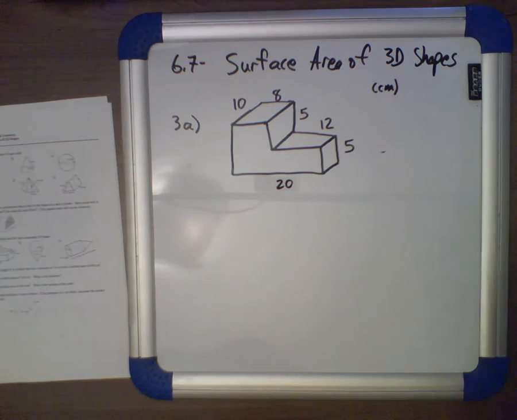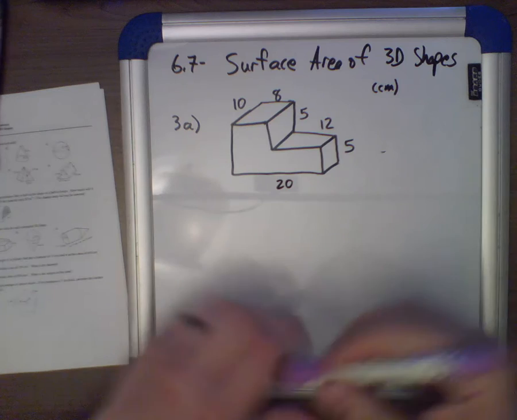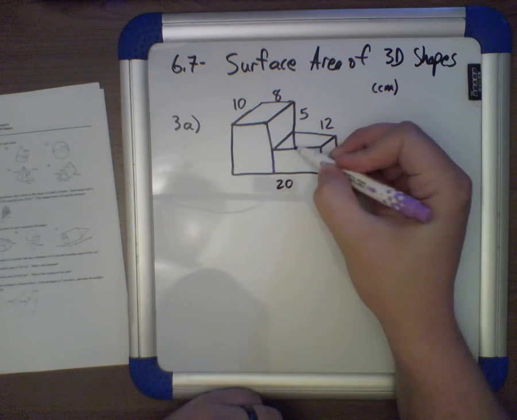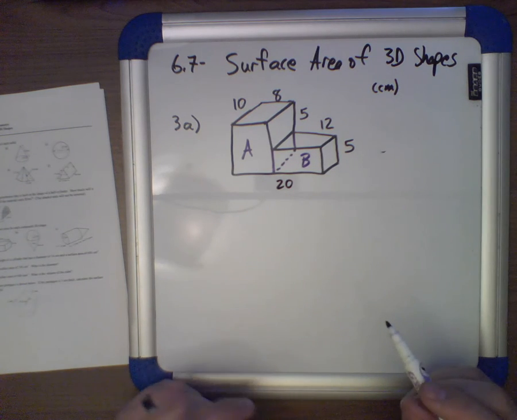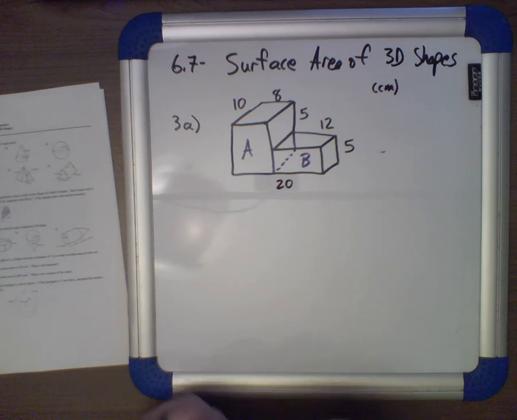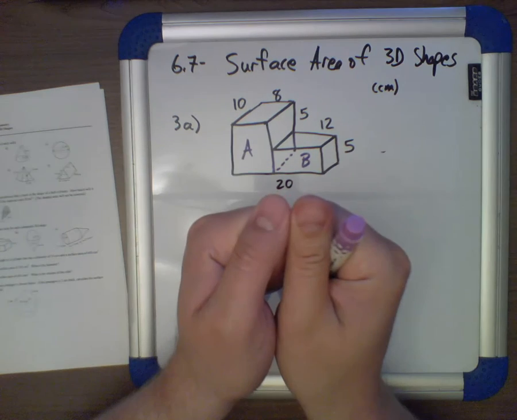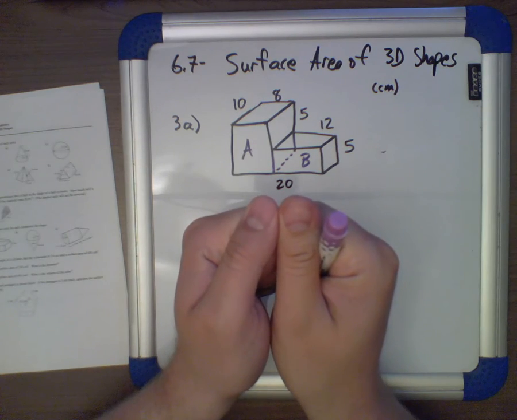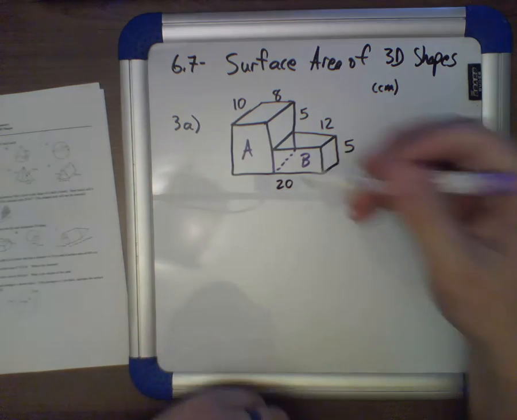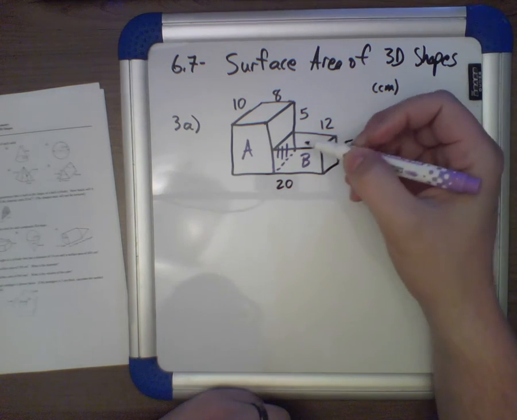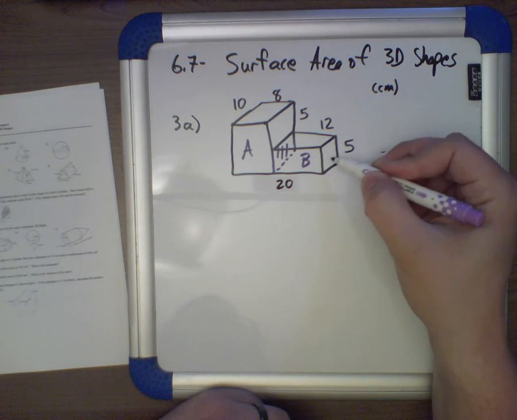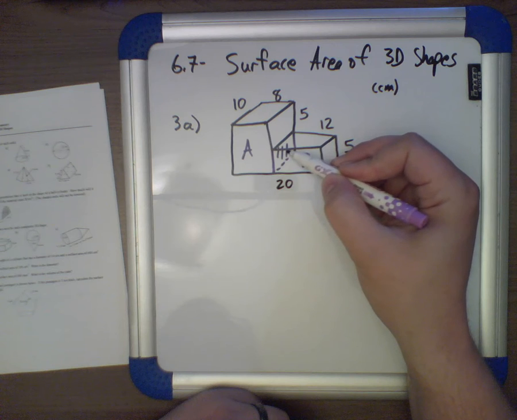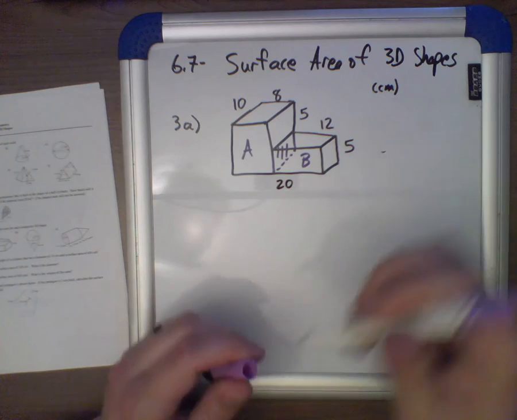So I'm going to start by dividing this into 2 separate shapes. I'm going to cut it right here, and I'm going to have shape A, and I'm going to have shape B. One thing to be careful about, there is overlap. There's a place where these 2 shapes are merged together, and those surfaces are not included in the surface area. So we're going to need to deal with this part right here. So if I just look at shape B, it's a rectangular prism, and this side is on the outside, that's fine. This end of that rectangle is on the inside of the shape, so we're not going to include that. So keep that in mind as we work through this.